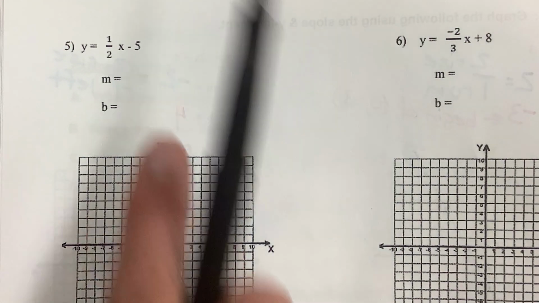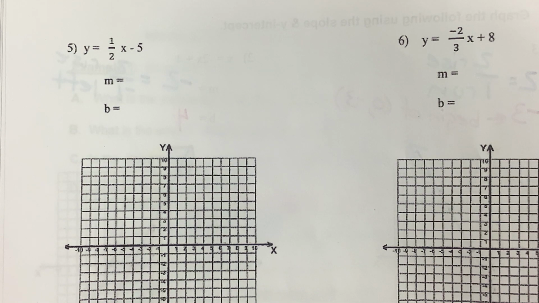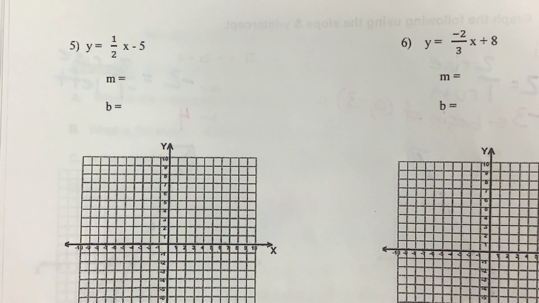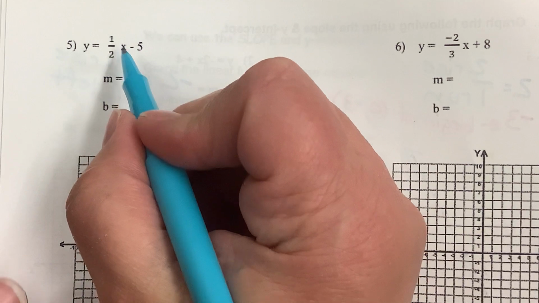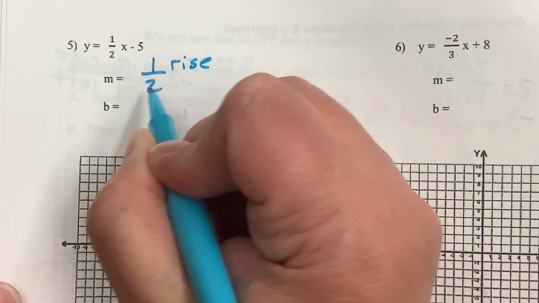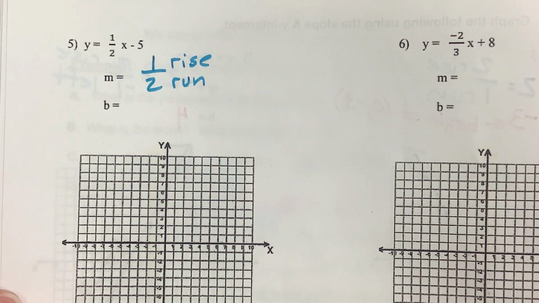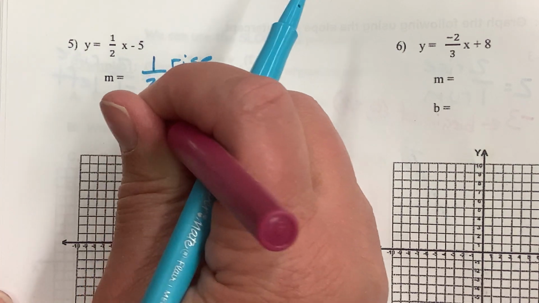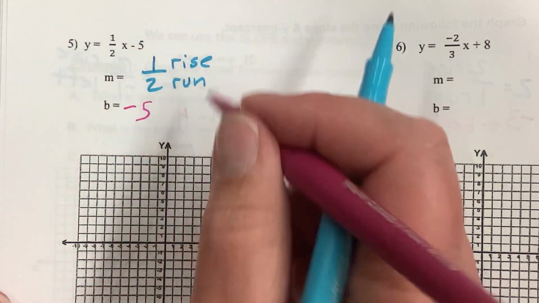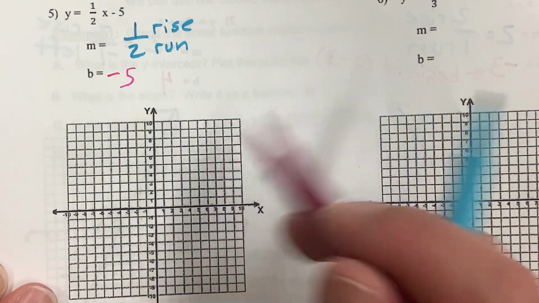All right, let's do some more points. You mean there's more? There's always more. All right, look, they gave me a fraction. If they give you a fraction, you don't have to make it a fraction. It makes it a lot easier. y equals 1/2 x. m is 1/2. That means I'm going to rise 1 and I'm going to run 2. And my b is -5. When it says subtract 5, you write -5. And that means you come down.